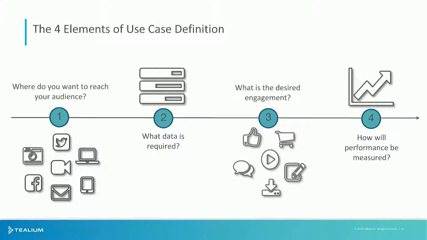So first of all, where do you want to reach your audience? Is it on-site, on your website? Is it within your app? Is it via an email? Is it on a mobile device? Is it on a social channel? Where do you want to reach them? And what data is required? So this comes back to the data layer. In order to target these users, what information do you need from them in order to select them within all the users on your website or on your app?